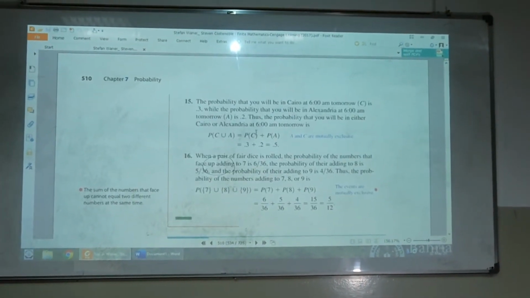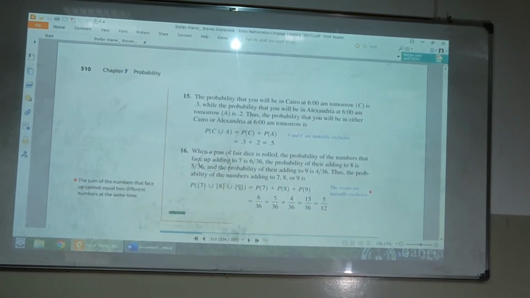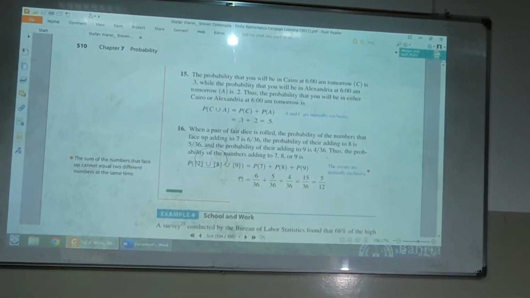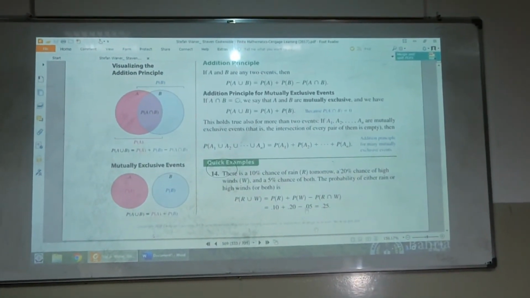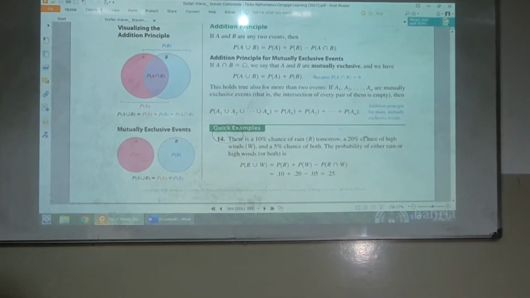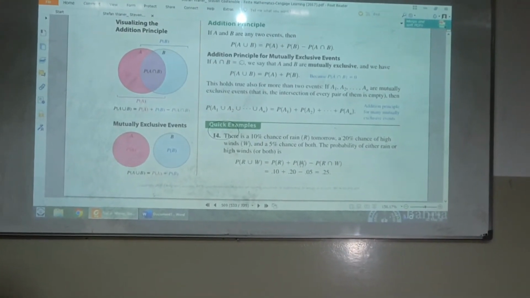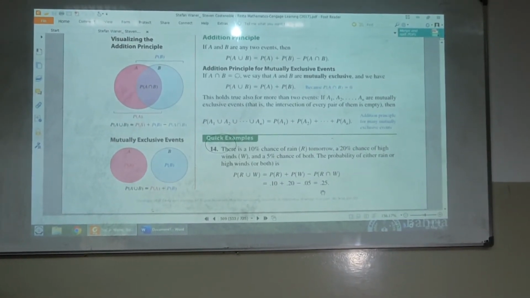Okay, so this is just giving you an example of what an intersection is and what a union is, and they've given you an example of rain. So there's a 10% chance of raining, a 20% chance of high winds, and a 5% chance of both. So that means you can isolate it, and then you have to subtract this.